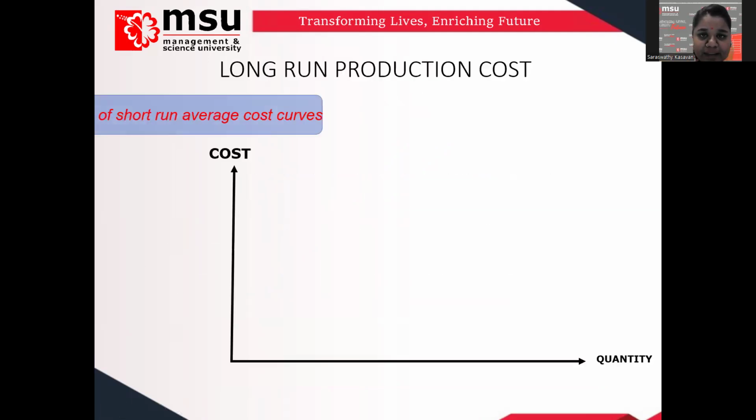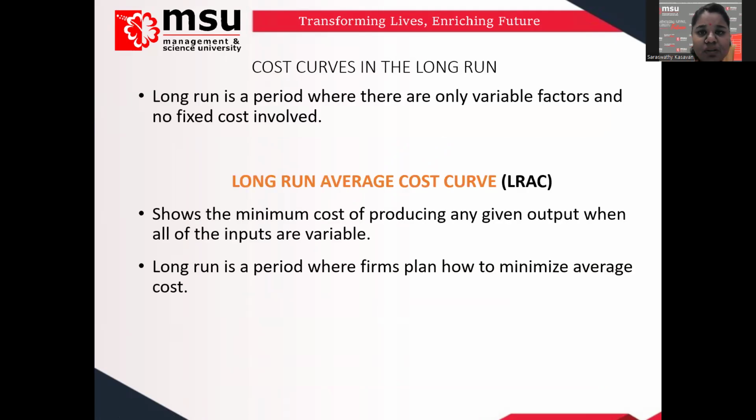Okay, we go to the next, cost curve in the long run. Okay, the long run is a period where there is only variable factors, no fixed cost involved. Okay, to repeat again, in the long run there is no fixed cost, only variable cost. It shows the minimum cost of producing any given output when all the inputs are variable. Long run is the period where the firm plans how to minimize average cost.